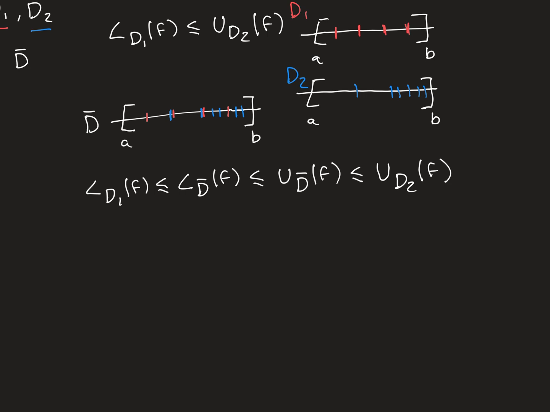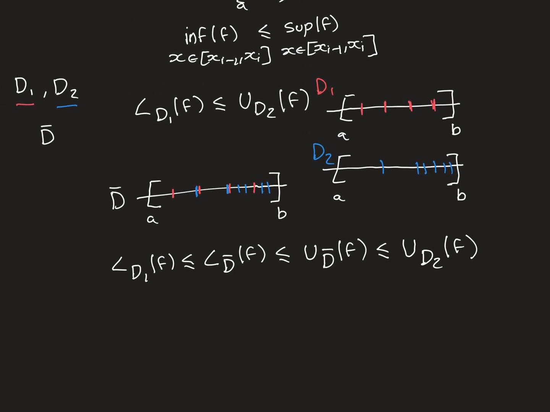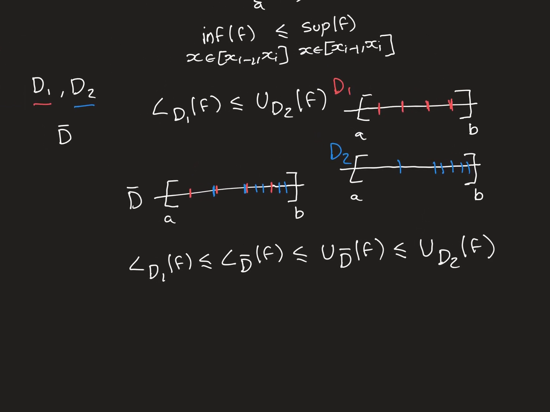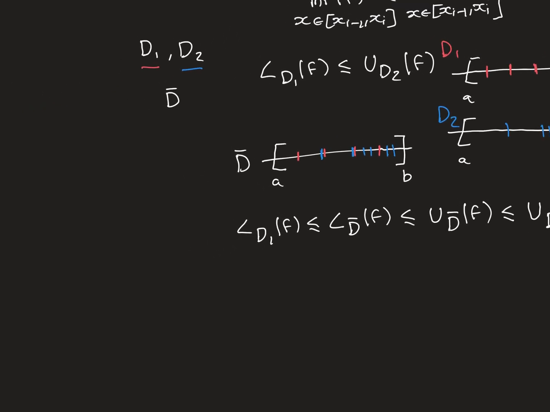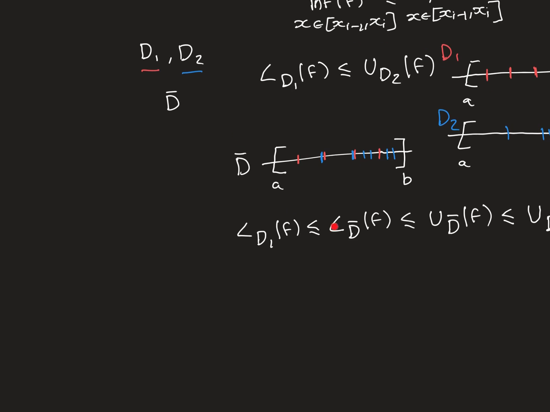And that actually is really powerful because we didn't make any constraints about D1 and D2. They were just general dissections, and now what we know is that any lower Riemann sum over any dissection is always guaranteed to be less than or equal to the value of any upper Riemann sum, and that is really, really powerful. This is essential understanding in the definition of the Riemann integral.